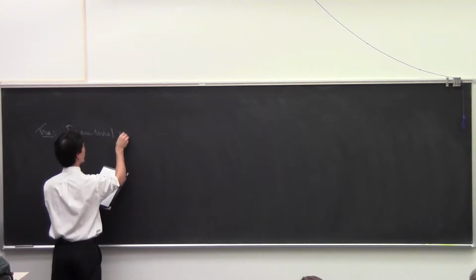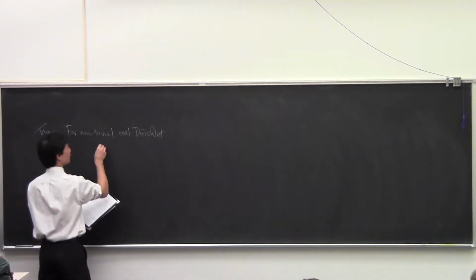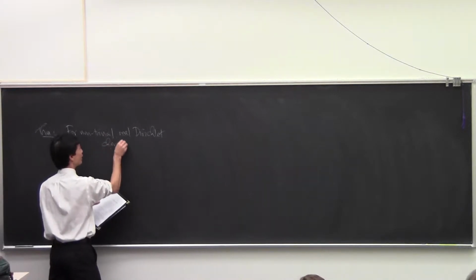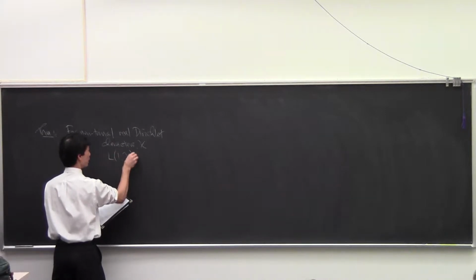So we are today finishing Dirichlet's theorem, okay? And we've reduced Dirichlet's theorem down to the following case, right? We want to show that if you have a non-trivial real Dirichlet character, chi, then L(1, chi) is not equal to 0.